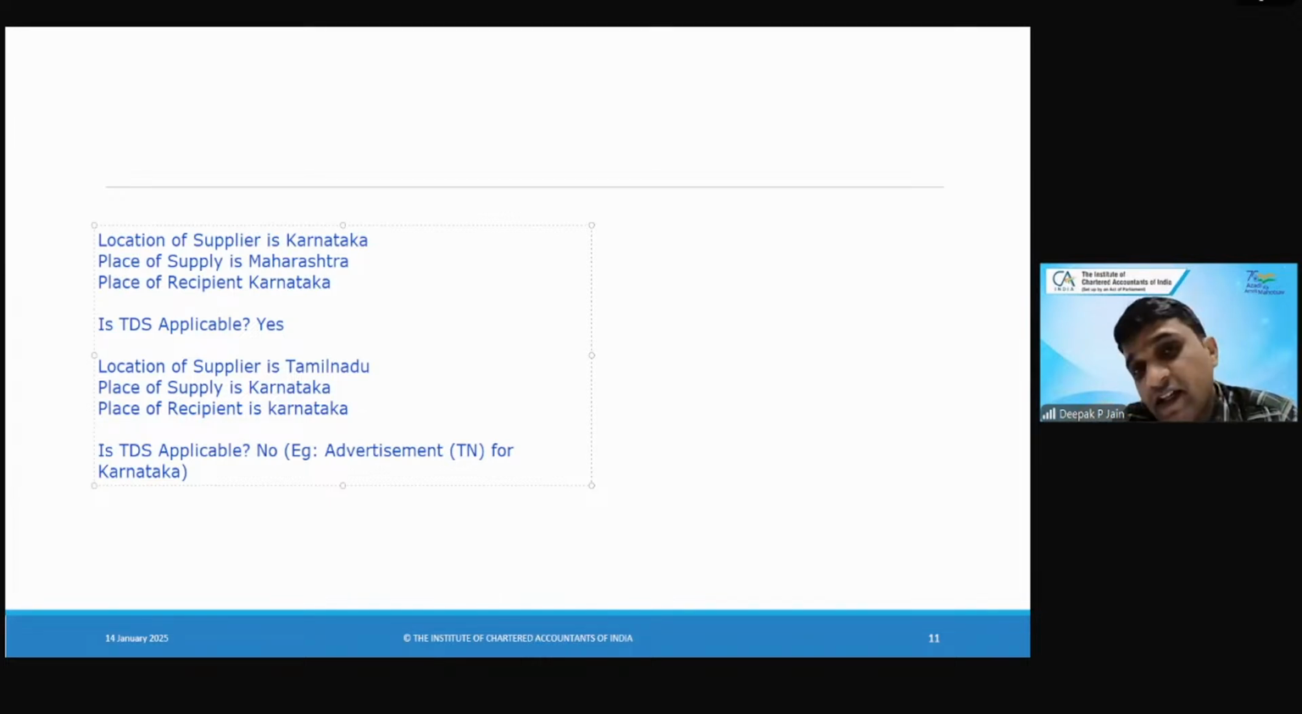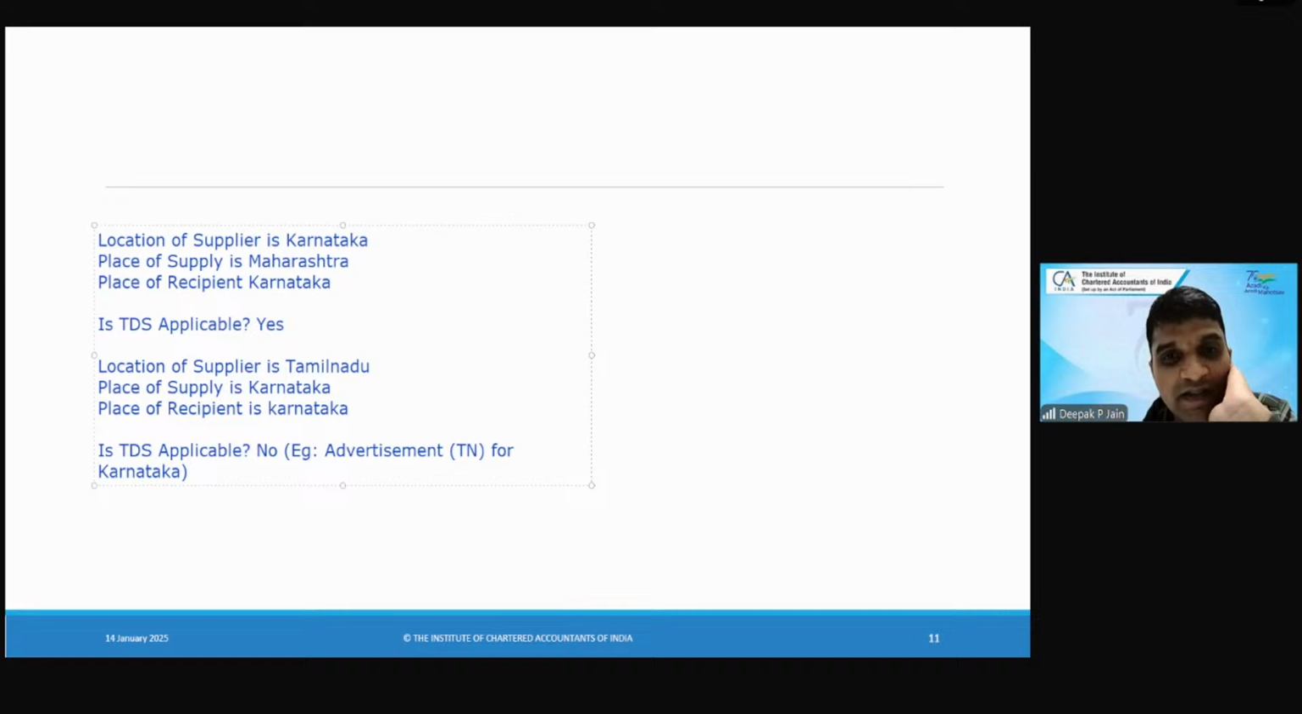TDS is not dependent on place of supply? TDS is still dependent on place of supply, because to decide whether you deduct CGST, SGST TDS or IGST TDS, for that purpose, place of supply still becomes relevant. We have to see location of supplier and place of supply. If both are same, then we will deduct CGST, SGST TDS. If it is a different state, we will deduct IGST TDS.